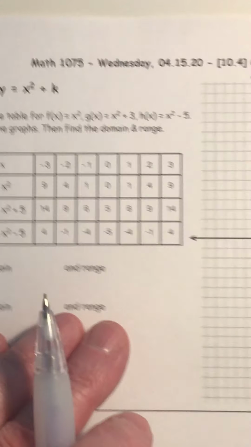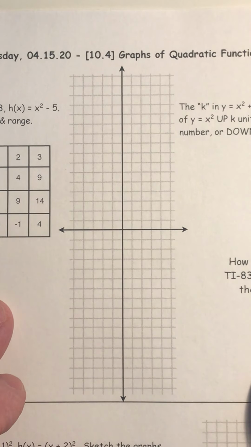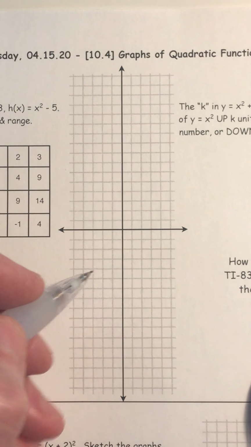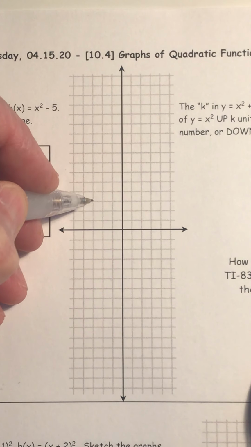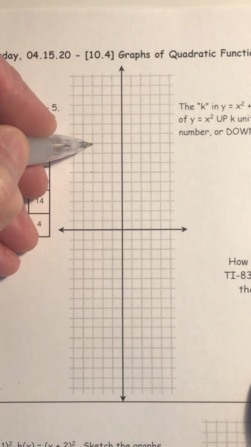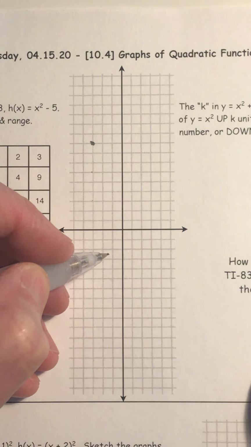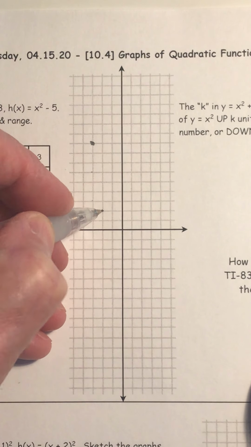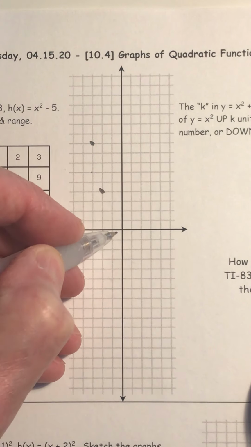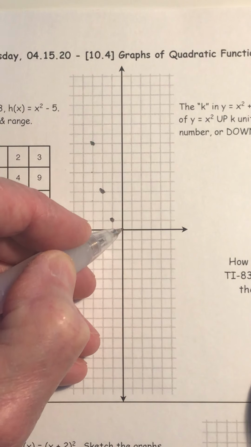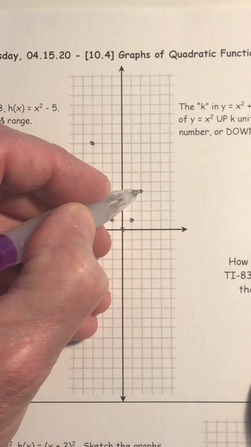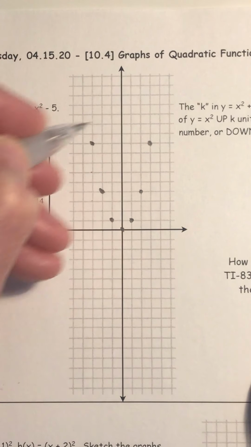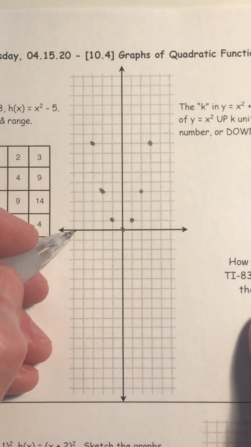So over here, I'm going to graph first the f function, which was just x squared. Negative 3 squared is positive 9, which would give us a point right there. Negative 2 squared is positive 4. Negative 1 squared is 1. 0 squared is 0. Positive 1 squared is 1. Positive 2 squared is 4. And positive 3 squared is 9.